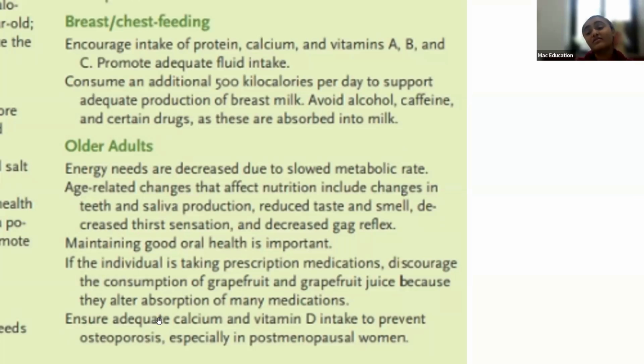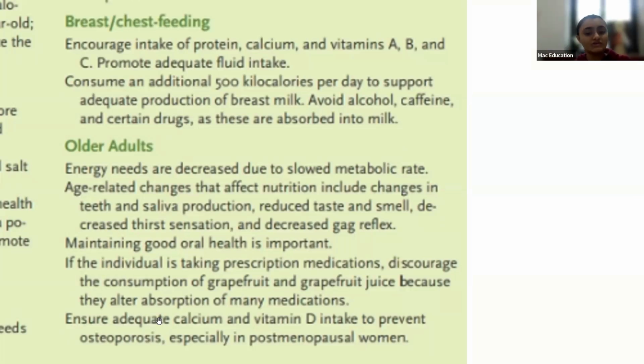Maintaining good oral health is very important in older adults. If the individual is taking prescription medications, discourage the consumption of grapefruit and grapefruit juice because they alter absorption of many medications. We have already studied this in pharmacology, that grapefruit interacts with many medications. So if the older adult is taking any prescribed medications, we have to advise the patient not to consume grapefruit or its juice, because they may alter the absorption of and interact with many medications.